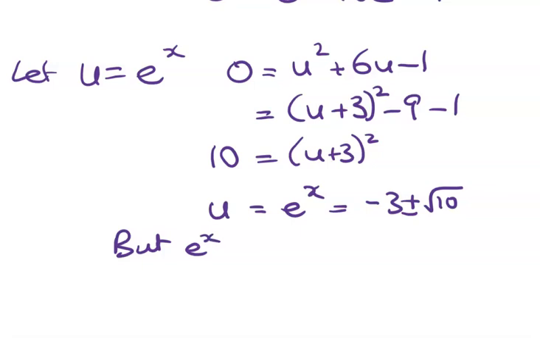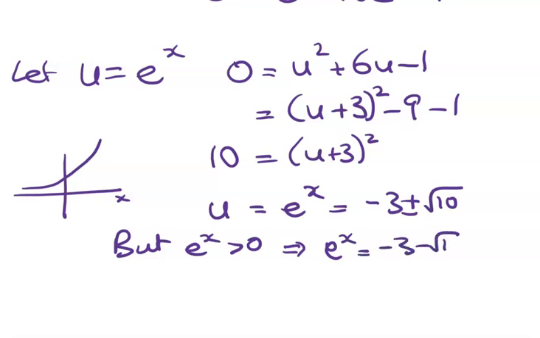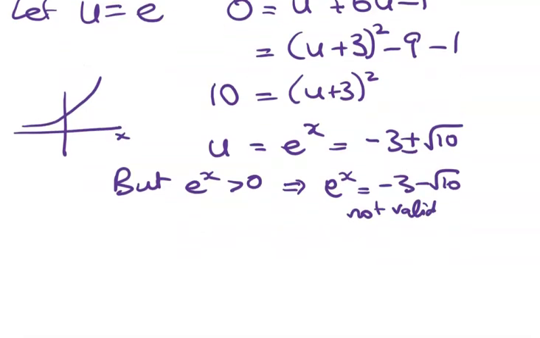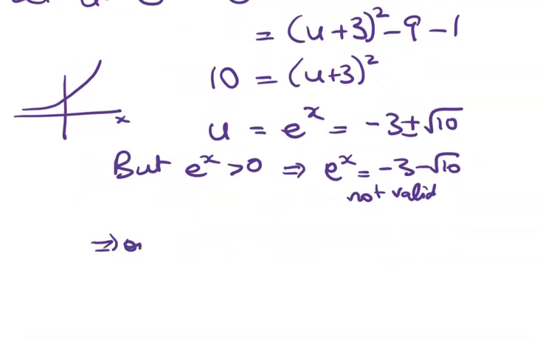But we know that e^x has to be positive, right? So there's my graph of e^x. So e^x equal to negative 3 minus root 10 is not valid. That means that we've just got one solution, and that's e^x is equal to negative 3 plus root 10.